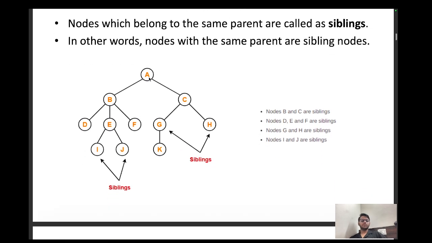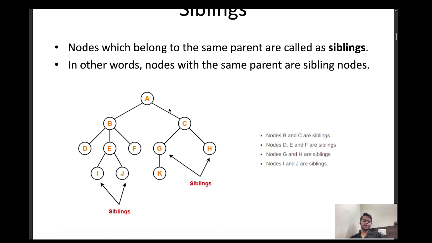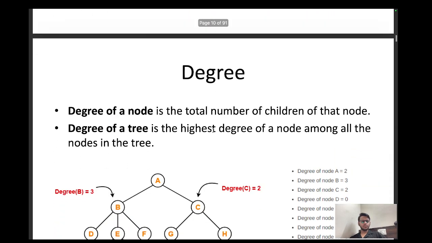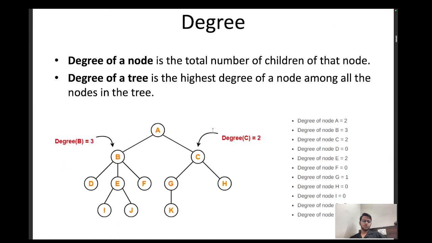If A has children B and C, we can say that B and C are siblings. Why are we calling B and C siblings? Because they have the same parent. B and C have the same parent A. Correct. Now let us see degree.